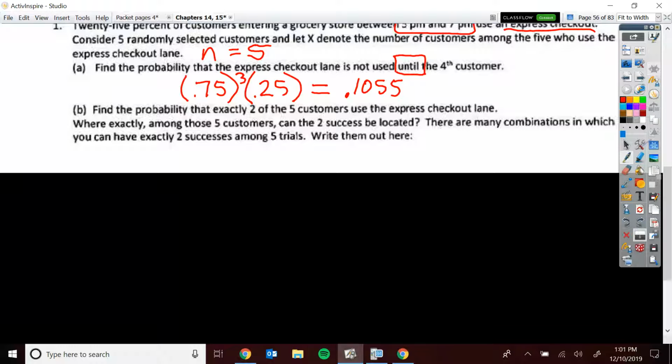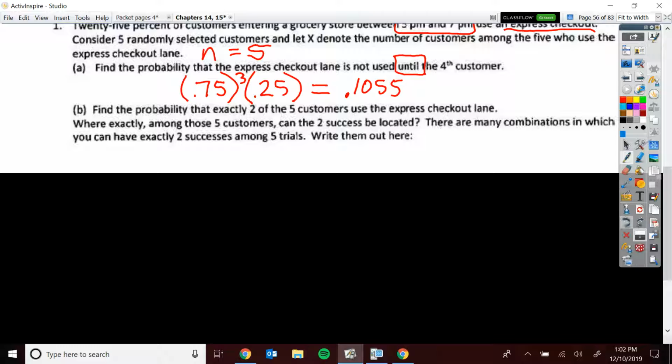In a really small area right here, in this little section here, I want you to write what you think the probability of getting exactly 2 successes is out of that 5. So just take up this small little space right here. Write the probability of exactly 2 of the 5 customers using the express checkout lane. So what did you put for that?